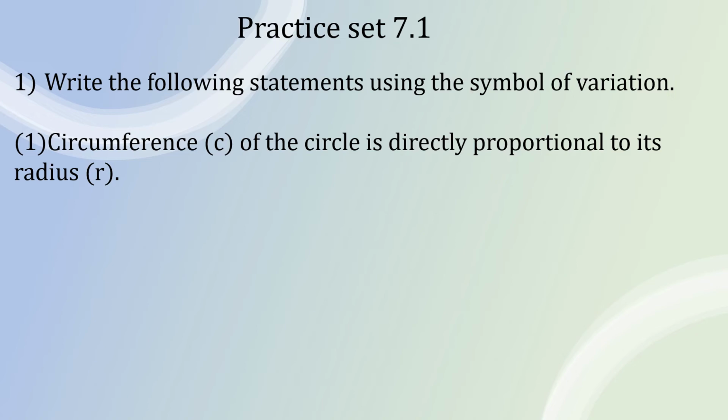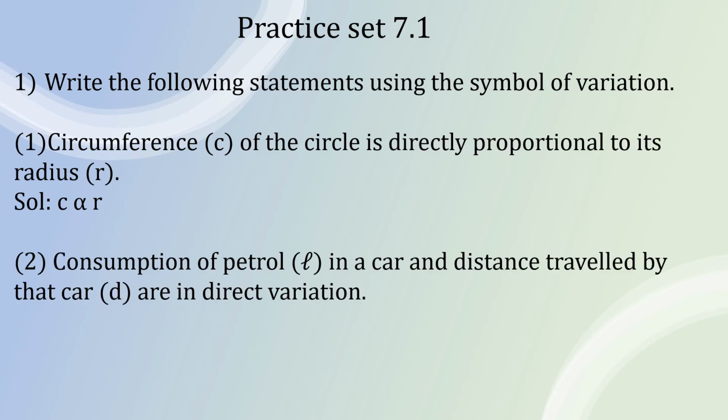So you'll use C. Circumference, that is C of the circle, is directly proportional to its radius. You know, for radius we write variable r. So circumference of the circle is directly proportional to its radius r. So you have to write in symbol of variation. You don't have to solve, you have to just write in symbolic manner. So it will become C varies r. Got it, students?